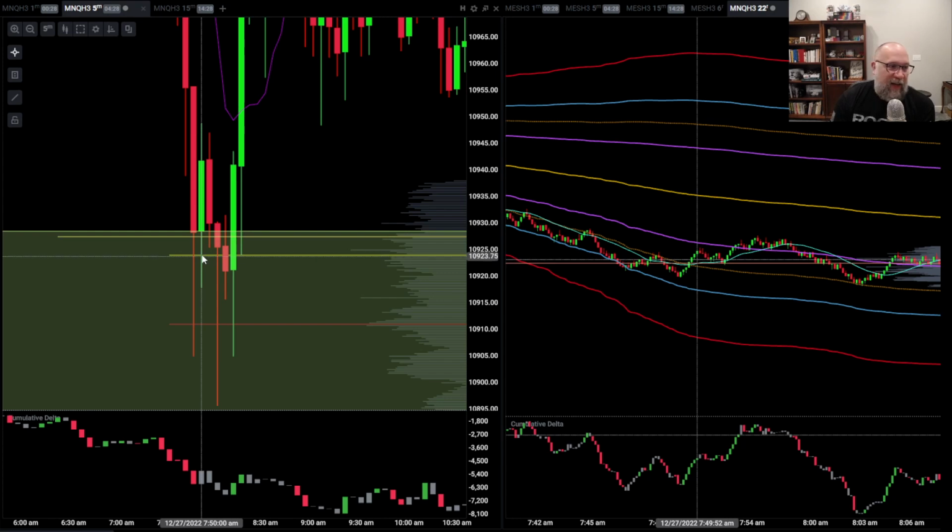So I caught this at 10,923.75. And then it popped all the way back up, and I sold it at about right there, 10,942. I was trading one micro, which equates to $2 for every point it goes up. It was a profit of about $38.